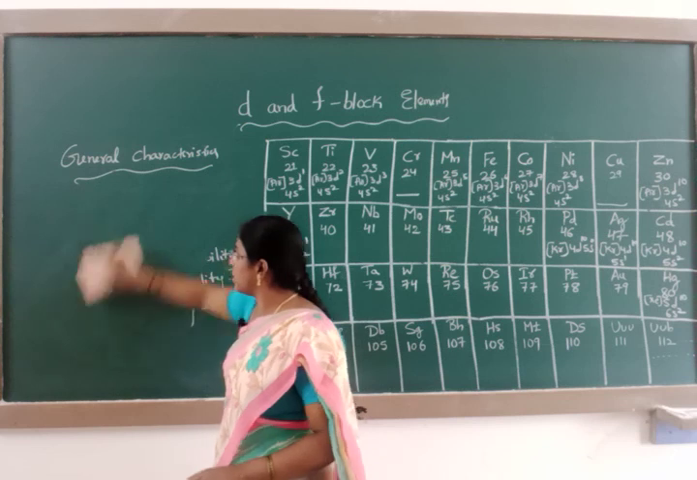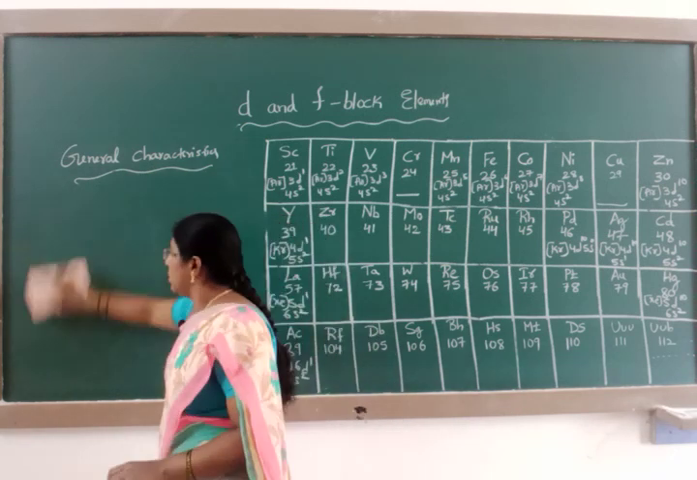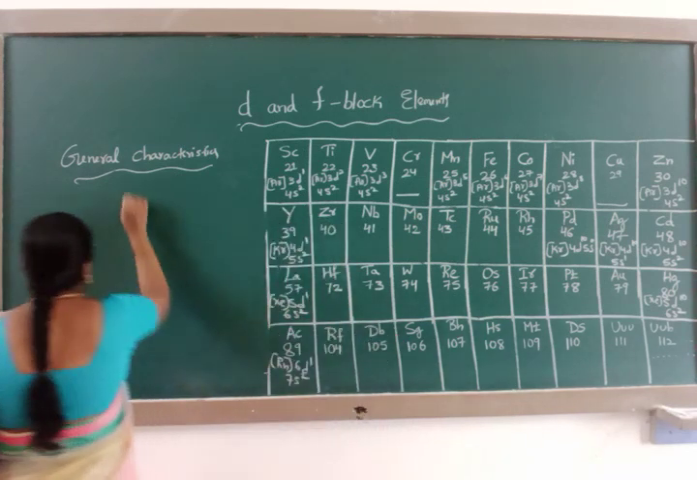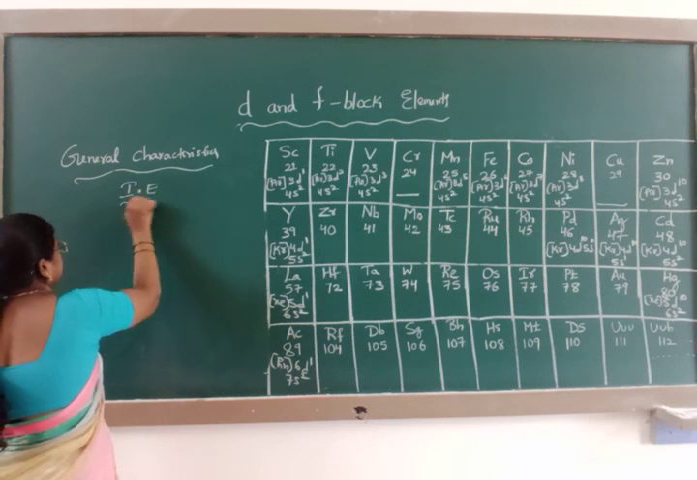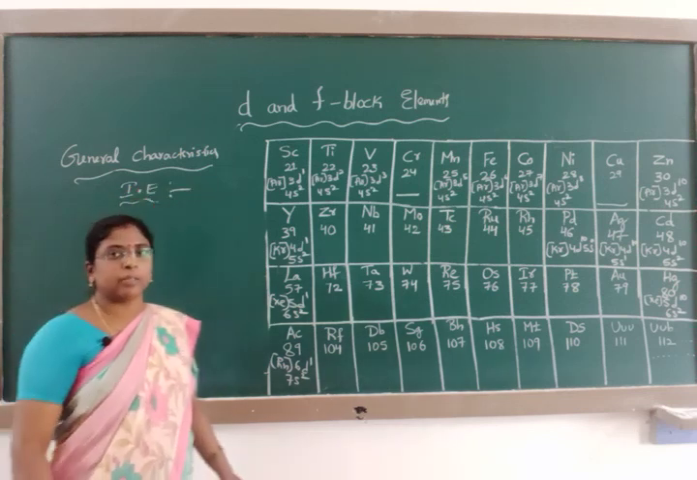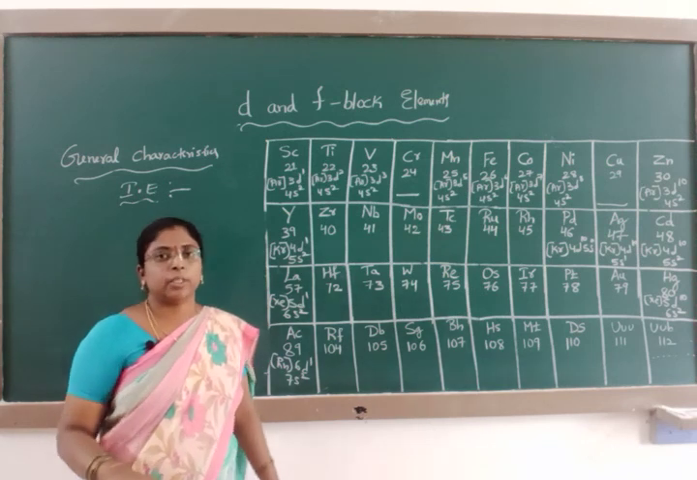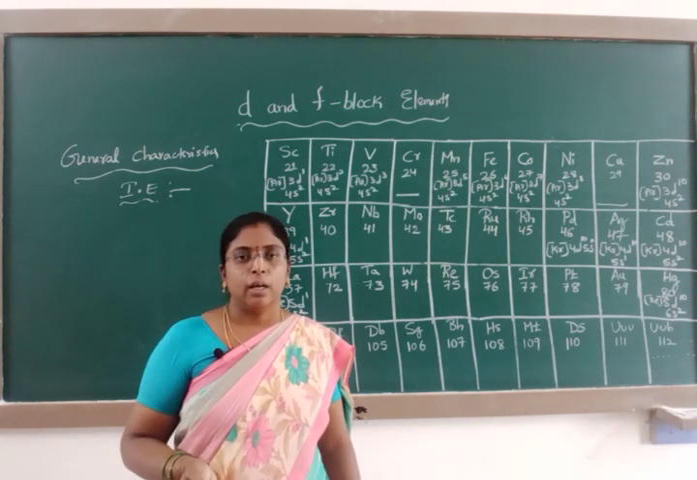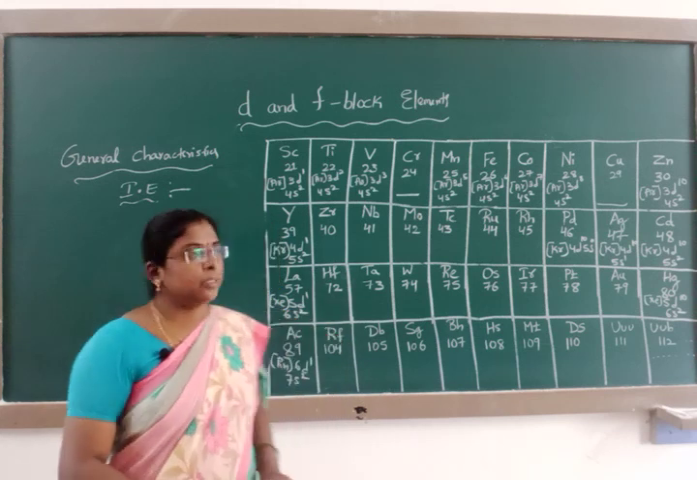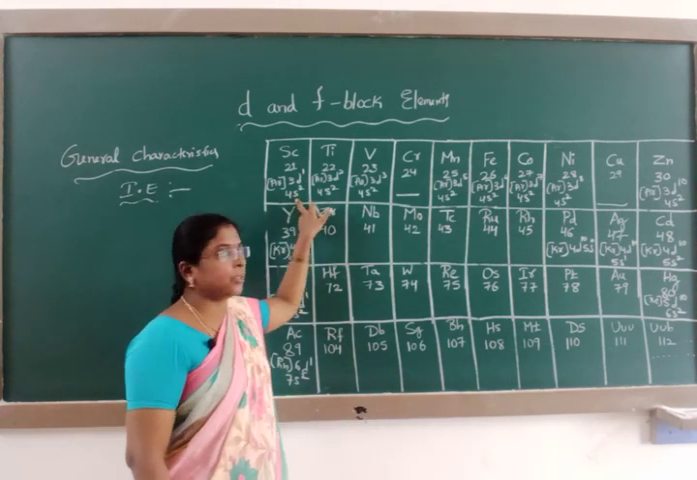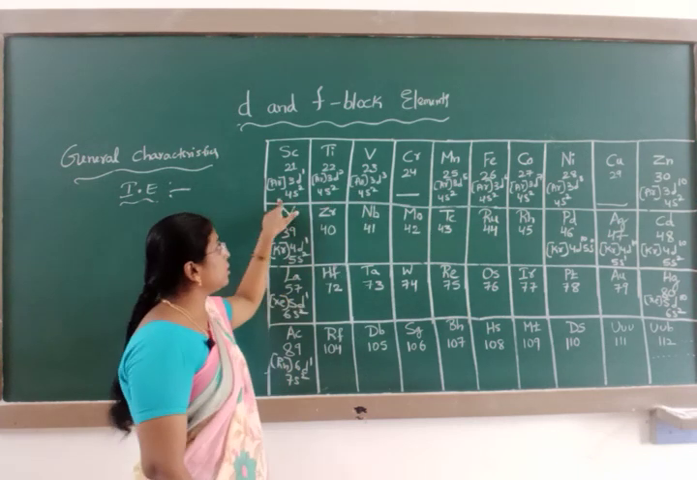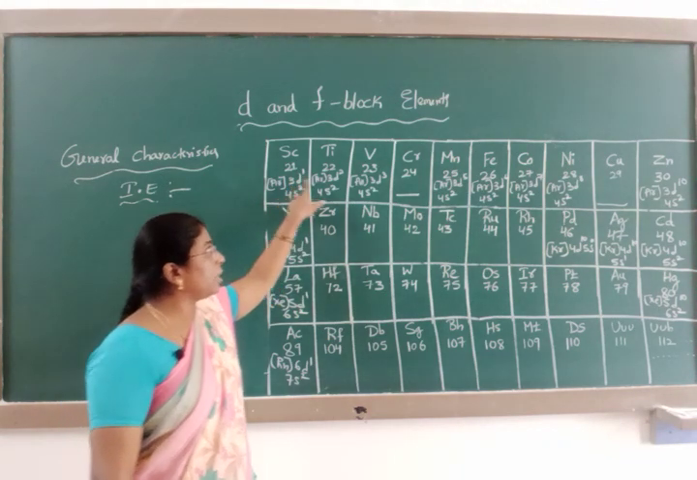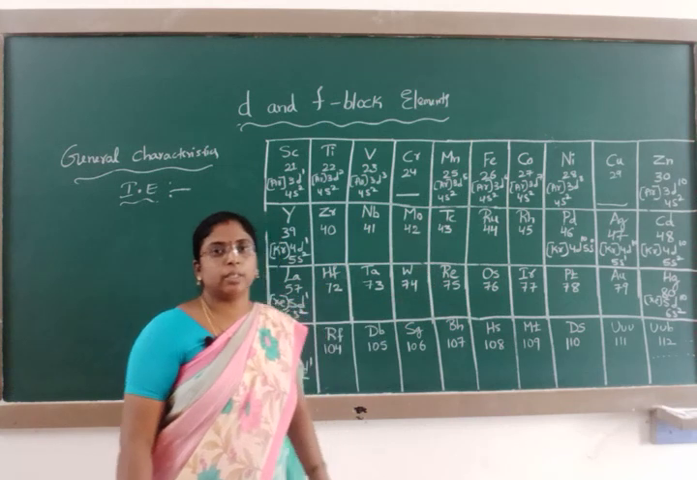After metallic character, next comes the ionization enthalpy. What is this ionization enthalpy? The energy required to remove the electron from its outermost shell is known as ionization enthalpy. In general, we study along the series where the electrons are added into the 3d subshell. Continuously we are adding the electron in only one shell, that is the 3d subshell.